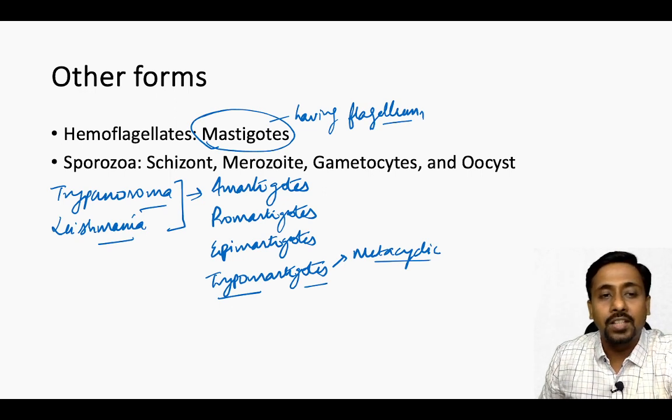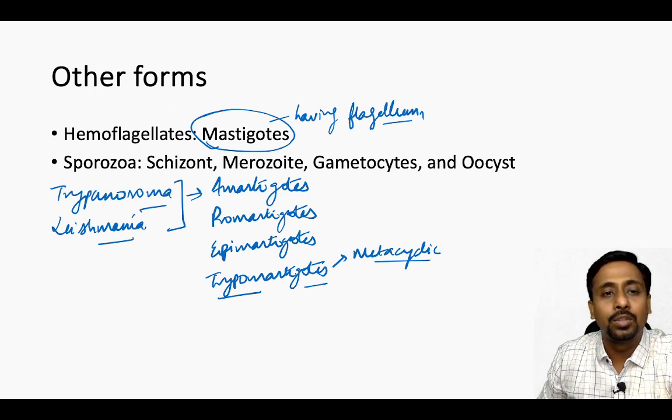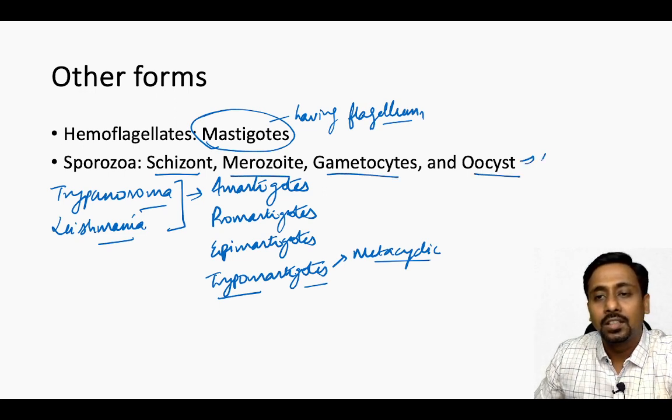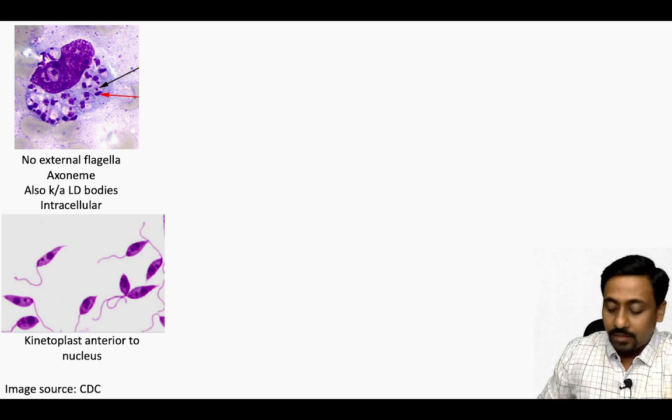And which morphological form will be seen in which hemoflagellate depends upon the species. The morphological forms seen in sporozoa are schizonts, merozoites, gametocytes, and the oocyst, which contains sporozoites. So they are also known as sporulated oocyst.